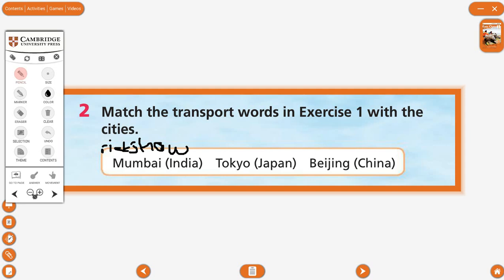Tokyo, in Japan. Japanese people use underground, bullet train, airplane, and zebra crossing in their cities. So we can write in here underground, bullet train, airplane, and zebra crossing. In Beijing, China, there is more traffic jam because China has the most population in the world, so they have more traffic jam. You write under the China traffic jam. Okay, I've passed these exercises.